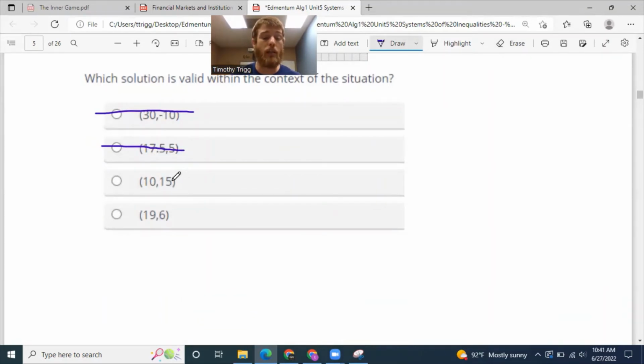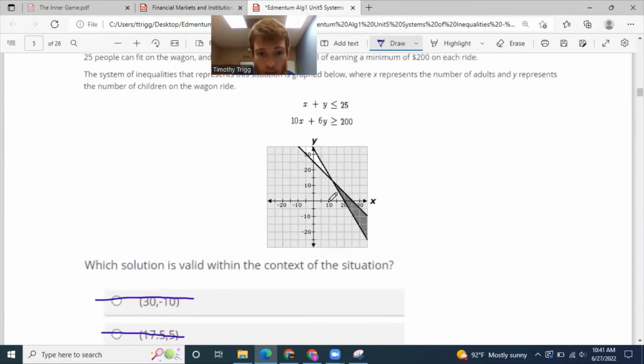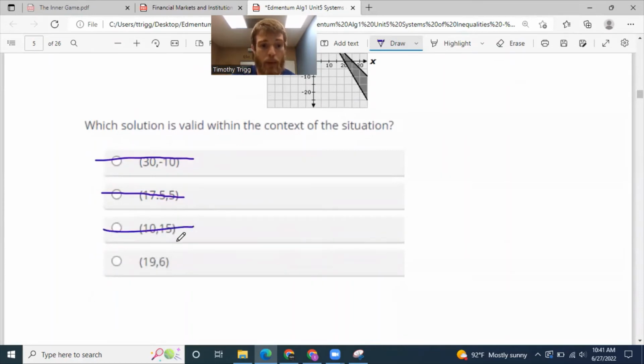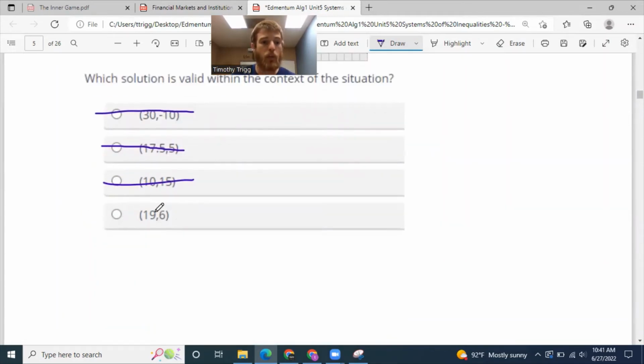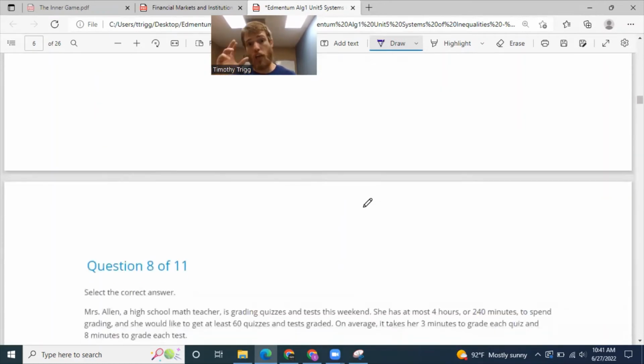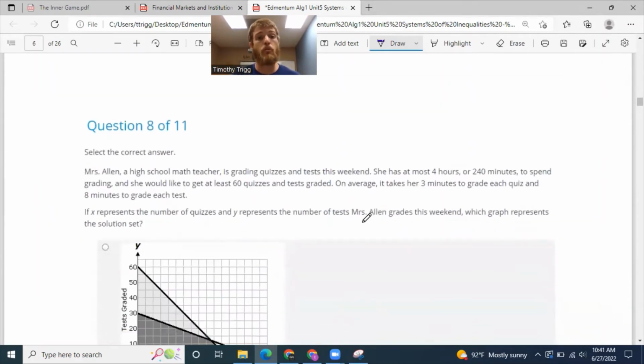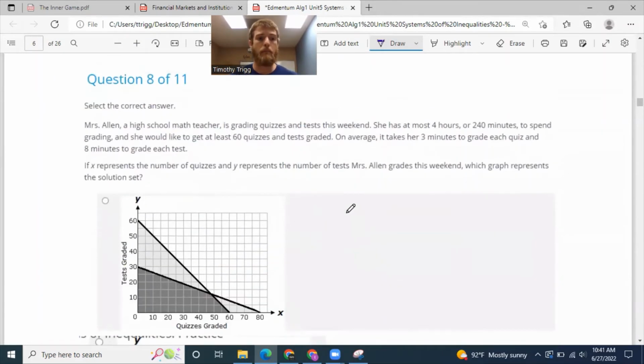So let me just double check. Let's see which of these points is in the double shaded region. First, 10 comma 15. That doesn't look like it's in the double shaded region. 19 comma 6, yeah, that looks like it's in the double shaded region. So there you go. You could always double check by plugging that coordinate point into both inequalities, and it should produce a true statement for both.